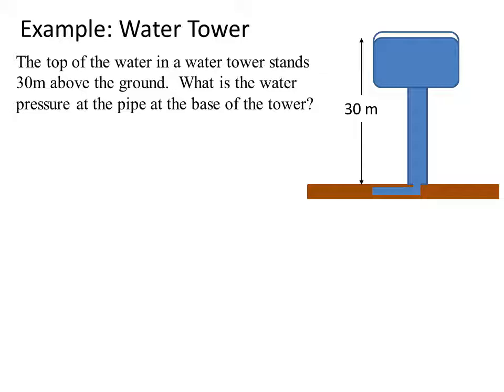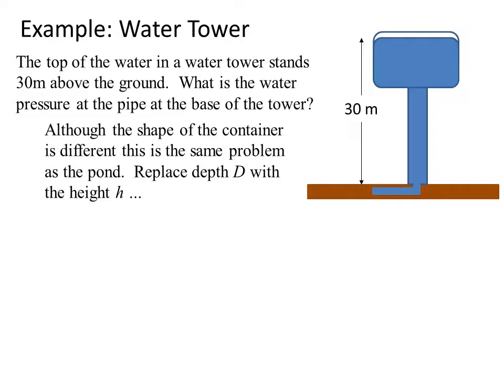Let's take a look at an example of a water tower. The top of the water in a water tower stands 30 meters above the ground. What is the water pressure at the pipe at the base of the tower? We'll take that to be at the ground level. Although the shape of the container is different, this is the same problem as the pond.